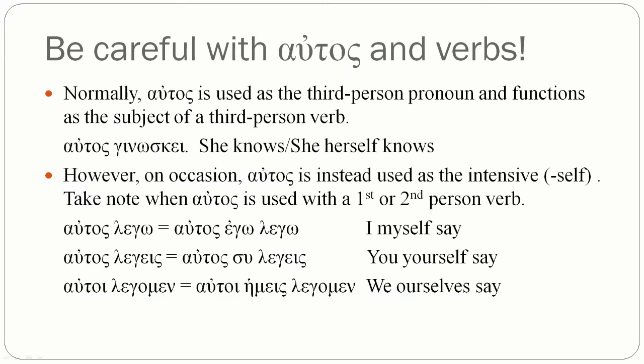All right, fortunately, I have not run into this a whole lot, this autos being used with a person other than third person. But if you ever see autos, which is third person, and it doesn't match up to the verb, it's trying to go with a verb that's not third person, then take the autos as the intensifier. Then it means self, either self or selves, plural.